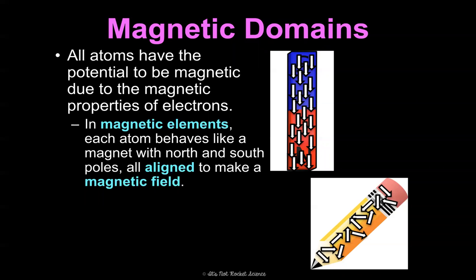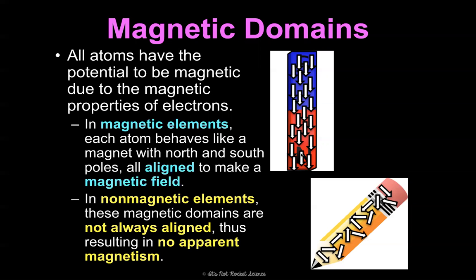In magnetic elements, each atom behaves like a magnet with north and south poles. All are aligned to make a magnetic field. Okay, this isn't a representation of a magnetic element. All of their atoms are aligned nicely to make a south pole and a north pole.